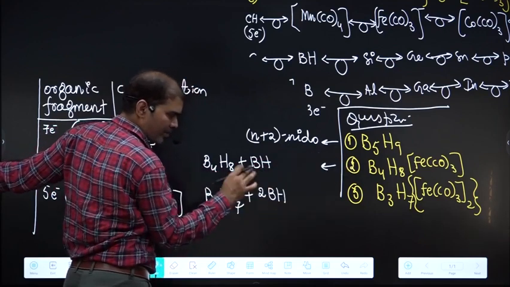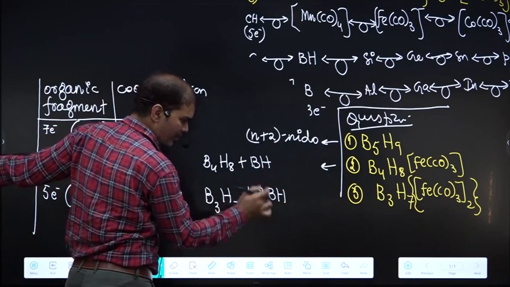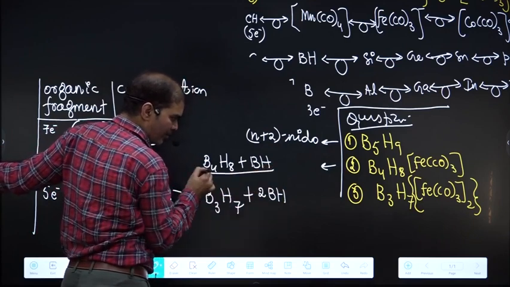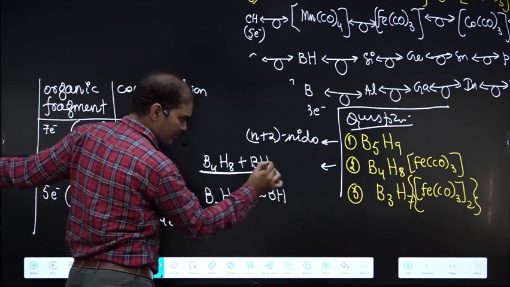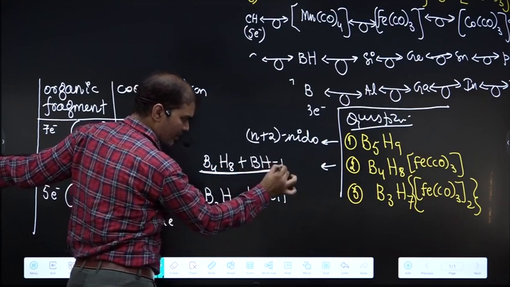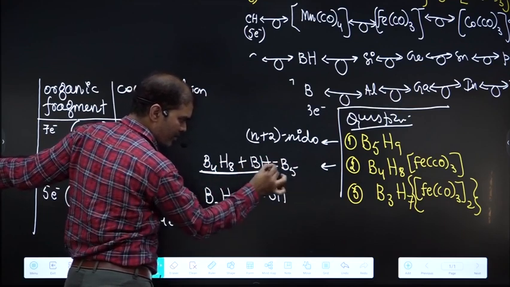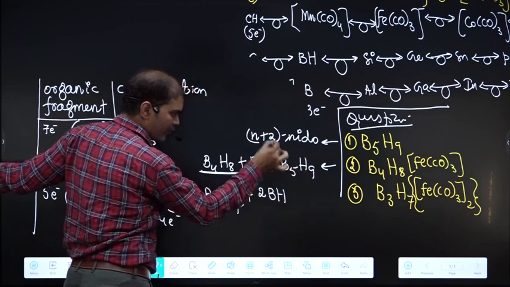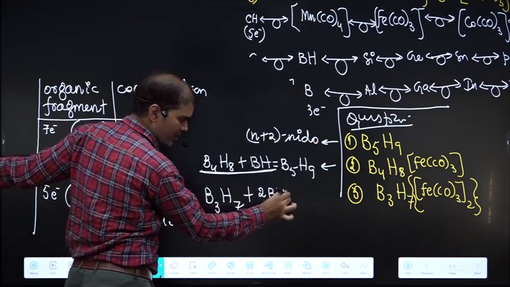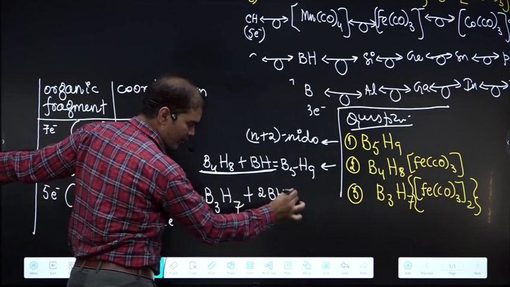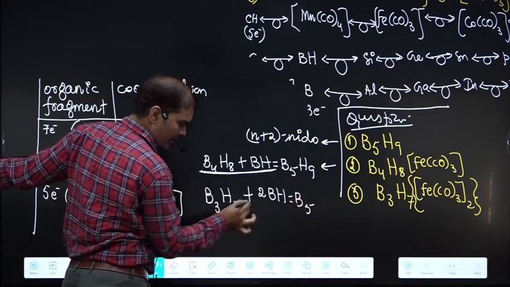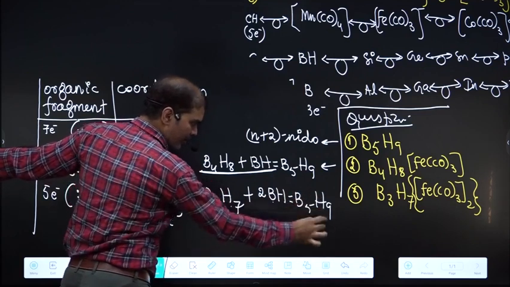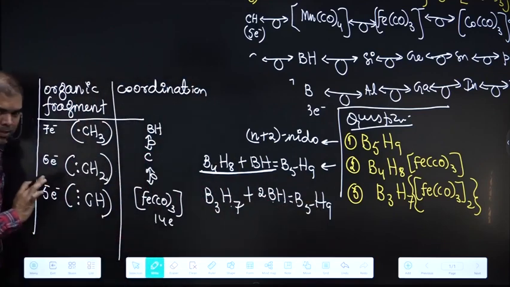There are 2 Fe(CO)3 means altogether there are 2 BH. So altogether how many borons? B5. How many hydrogens? 9. So B5H9, B5H9. Next. How many borons? 5. How many hydrogens? 7 plus 2. It means all the 3 belong to nido.